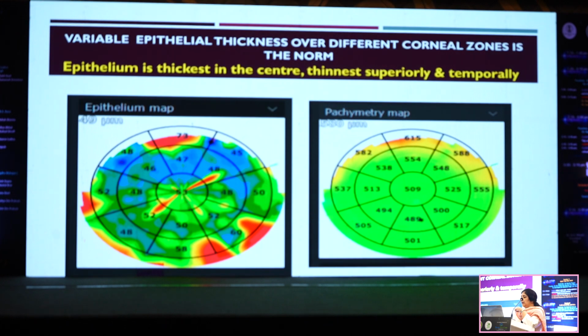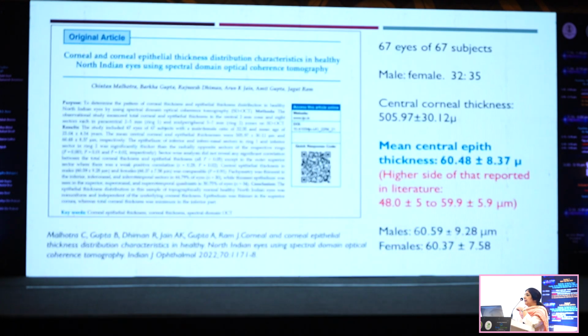And epithelium is thickest at the center, it's thinnest superiorly and temporally, which is partially due to the action of the blinking iris also. And this is in contrast to the pachymetry, where the corneal thickness is thinner inferiorly. And we've seen that in the North Indian population, the mean central epithelial thickness is on the higher side of what is reported in normal. We found that the mean thickness was around 60 microns, as compared to literature where it's ranged from 48 to 59 microns. And sometimes when we want to plan refractive surgery, it's good to know what our population has.